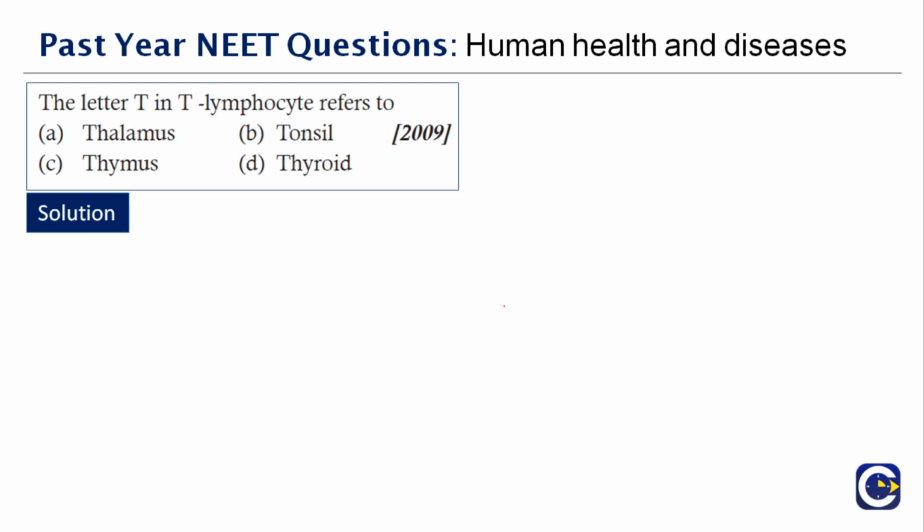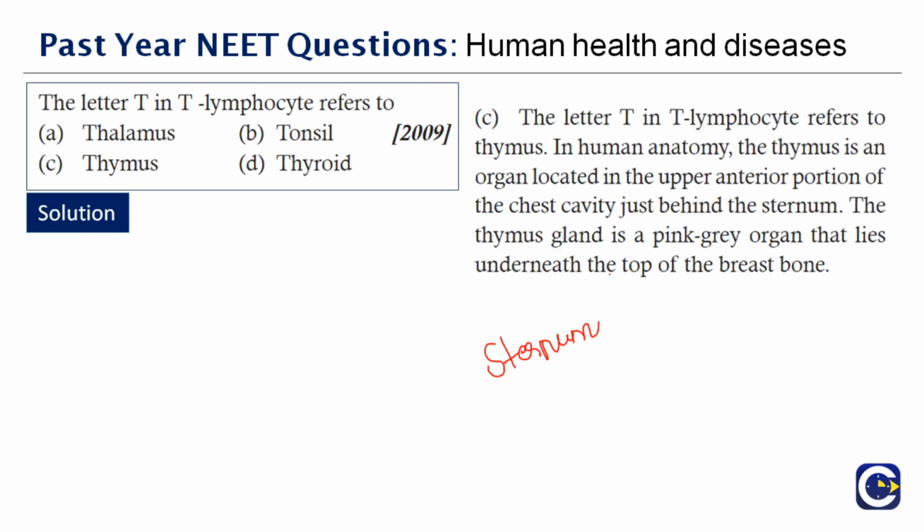In human anatomy, the thymus is the organ located at the upper anterior part of the chest cavity, and it is just behind the sternum. The thymus gland is a pink-gray organ that lies underneath the top of the breastbone. So the letter T in T lymphocyte stands for thymus, which is the primary lymphoid organ for immunity. Therefore, the right answer is option C.